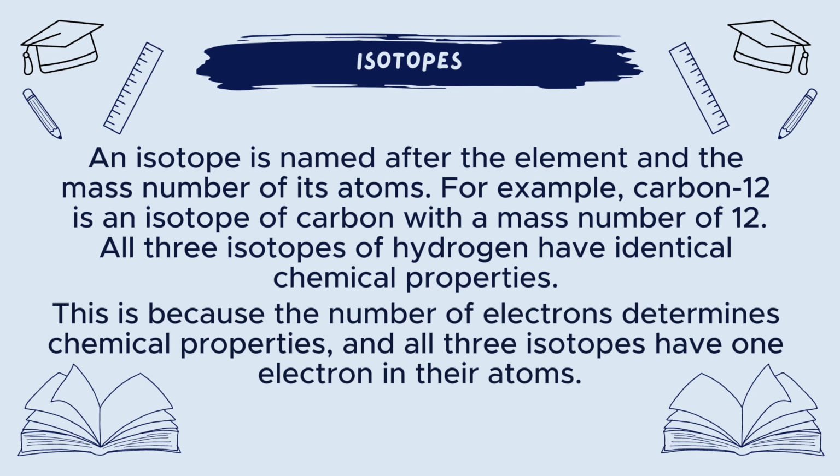An isotope is named after the element and the mass number of its atoms. For example, carbon-12 is an isotope of carbon with a mass number of 12. All three isotopes of hydrogen have identical chemical properties. This is because the number of electrons determines chemical properties, and all three isotopes have one electron in their atoms.